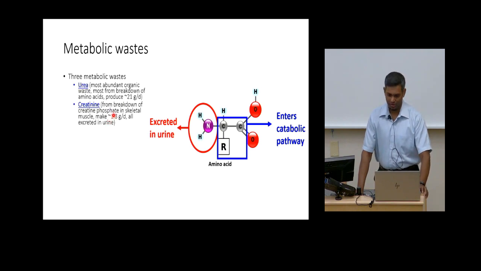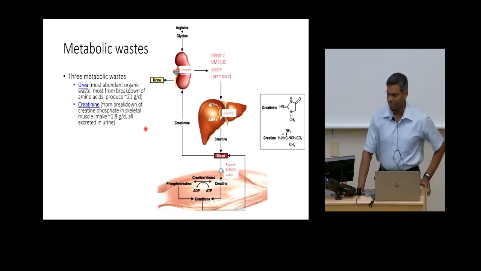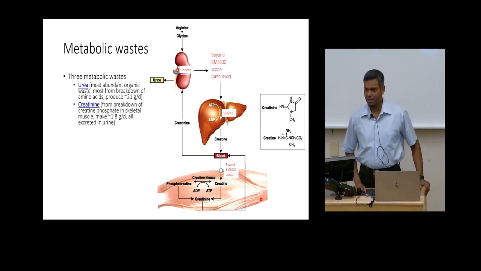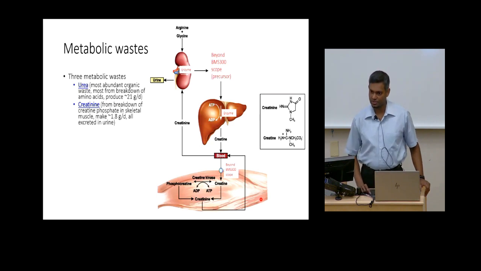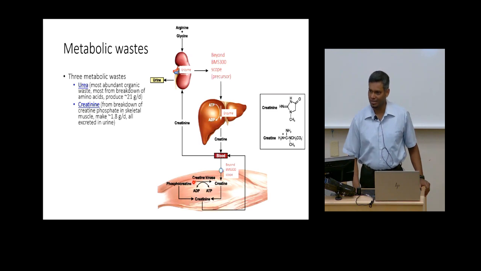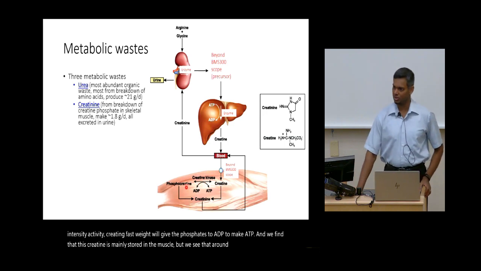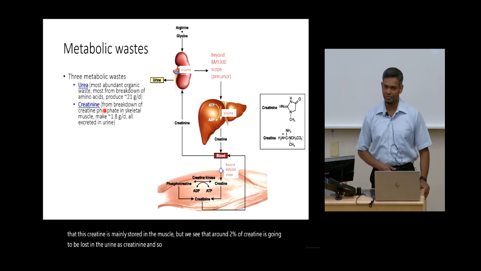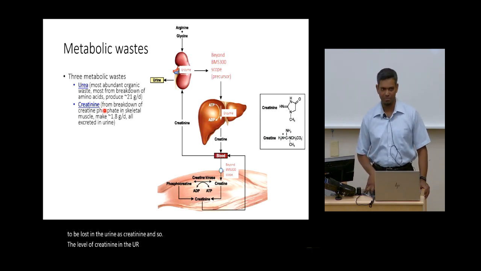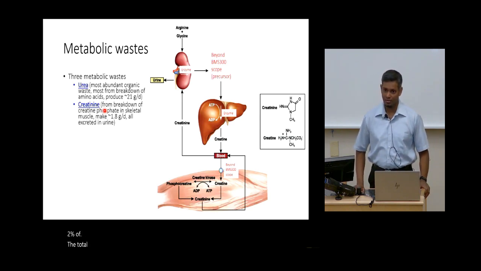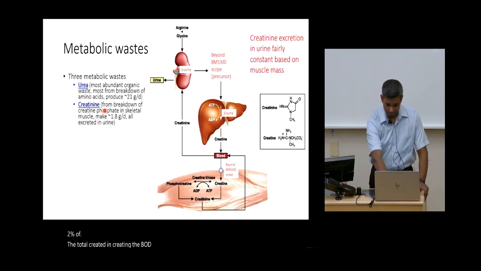We talked about the role of creatine phosphate when we discussed metabolism. For the first 15 seconds when you're trying to do a high intensity activity, creatine phosphate will give the phosphates to ADP to make ATP. This creatine is mainly stored in the muscle, but around 2% of creatine is lost in the urine as creatinine, and so the level of creatinine in the urine may be an indication of the muscle mass, because only 2% of the total creatine in the body is lost as creatinine.